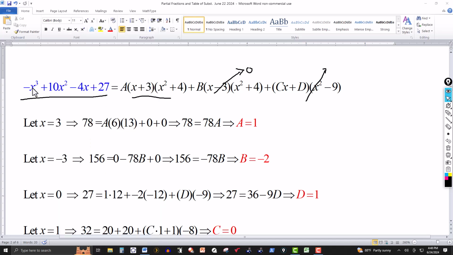So if I plug in 3 here where the x is on the left side, minus 3 cubed plus 10 times 3 squared minus 4 times 3 plus 27, I get 78. That's how I got this solved.